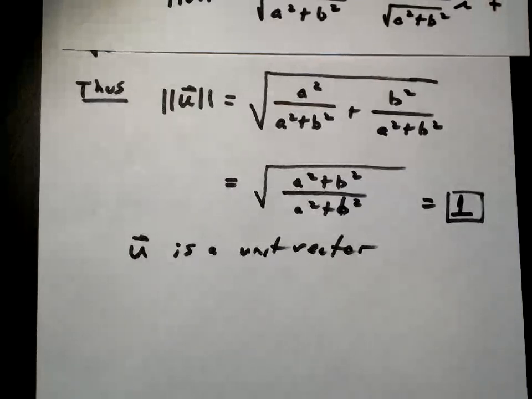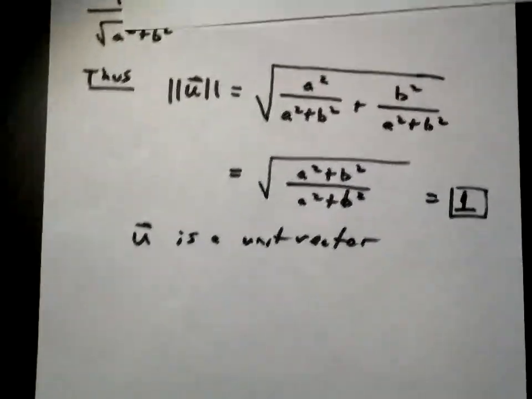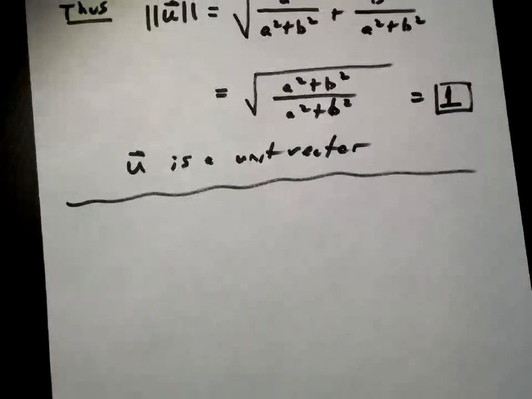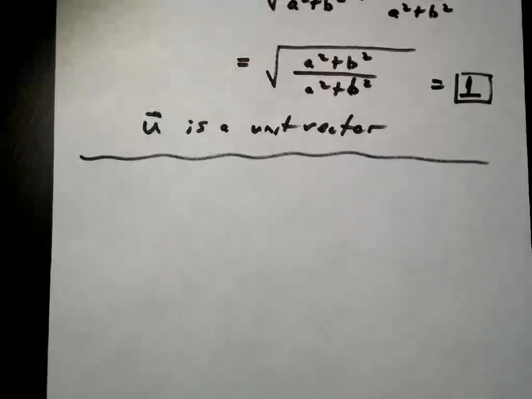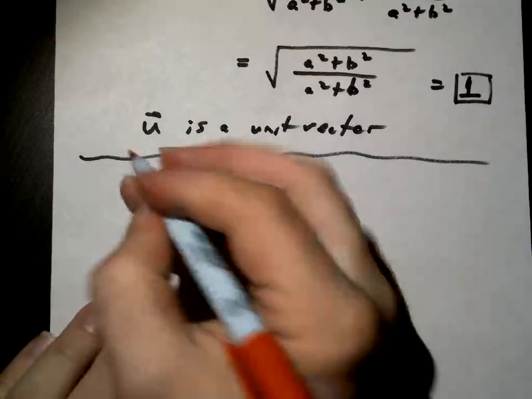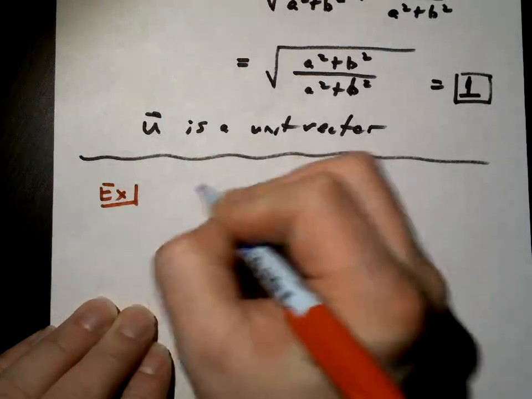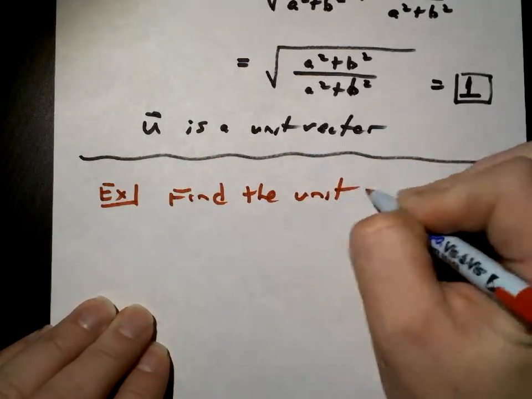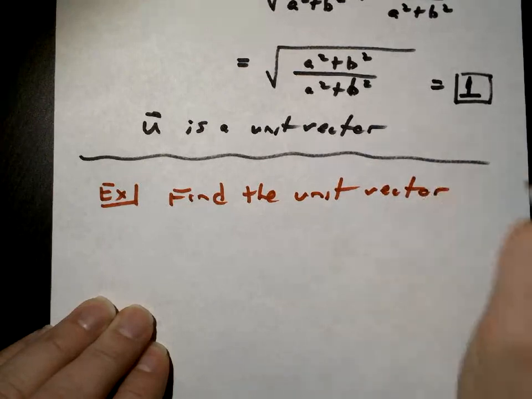So what I want to do is go through a couple of examples to show you what we are doing here. We can continue here. So let's do some examples, and maybe I'll change the color here to help us out a little bit. So let's find the unit vector.